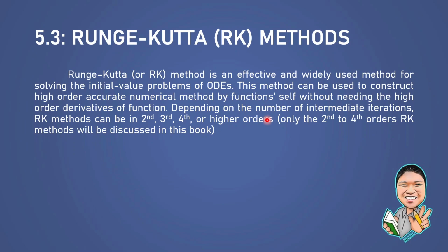or higher orders, no? So, itong iteration na to, or itong intermediate iteration na to, maiintindihan nyo to kapag na-discuss na natin yung mga orders, okay? It can be nga second, third, fourth, or sometimes higher. It can be a fifth, sixth, pero yung widely used lang are the second to fourth order RK method. So, yun lang din naman ang i-discuss ko sa playlist na to.